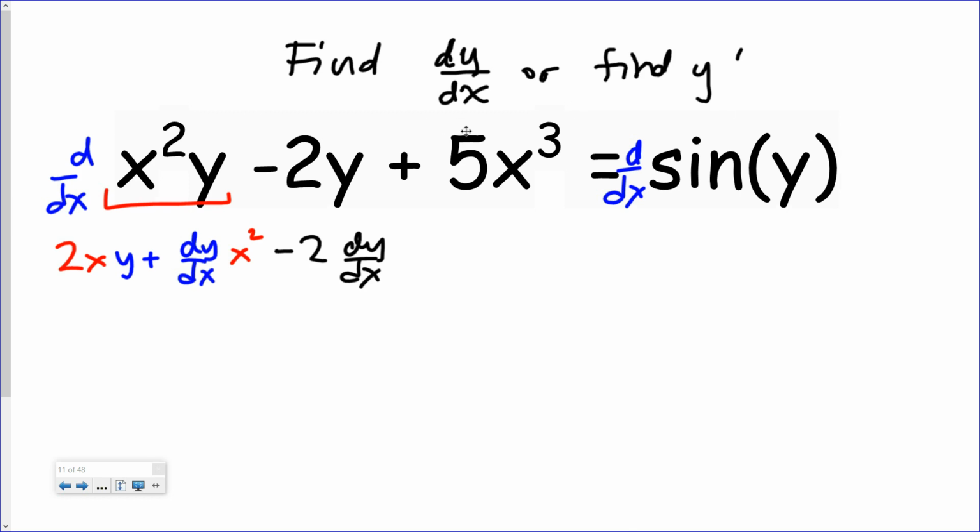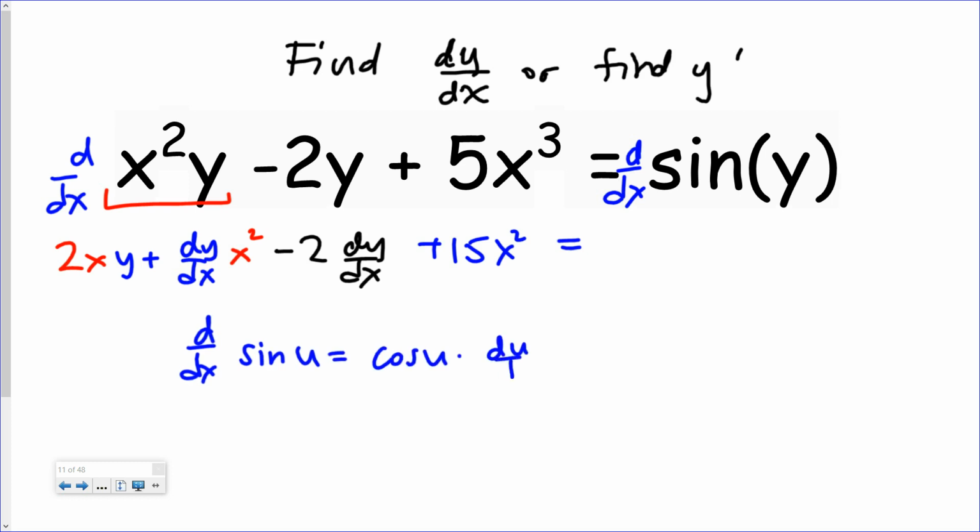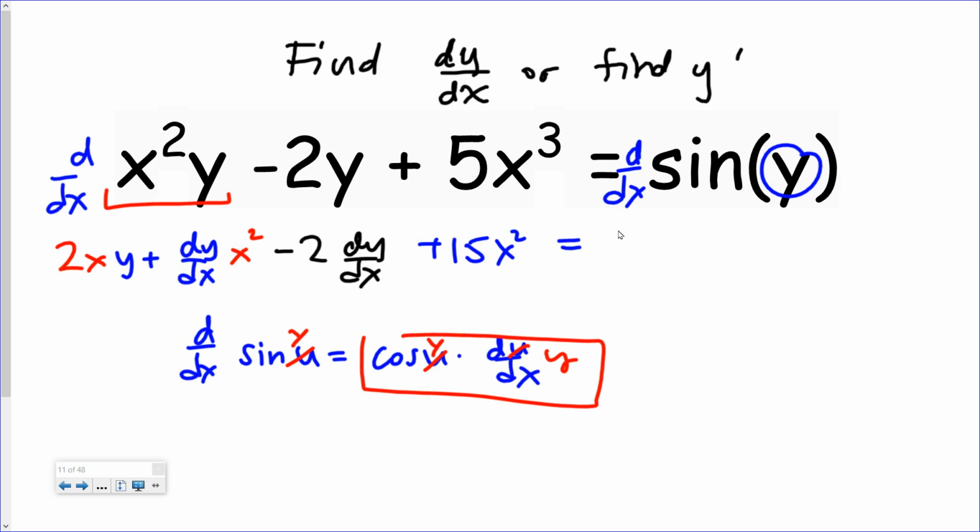What's the derivative of 5x cubed? 15x squared. dy dx? No, dx dx, right? But dx dx is really just 1. Good. Okay, let me write this down. What's the derivative of sine u? That's cosine u du dx. But guys, now I have a y. Do you agree? So everywhere there's a u, put in a y. And do you see I really just copied this right into the right side? So this is actually cosine y times dy dx.